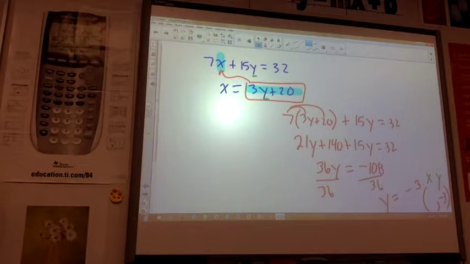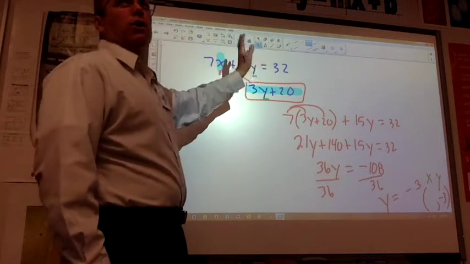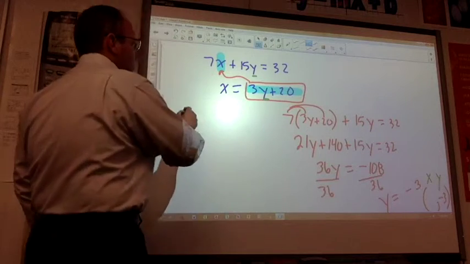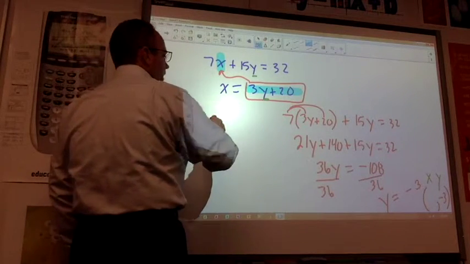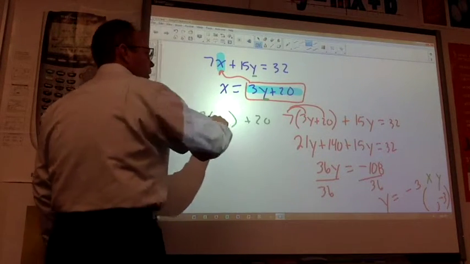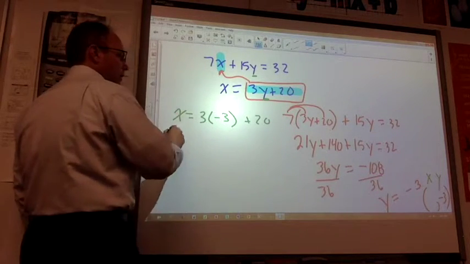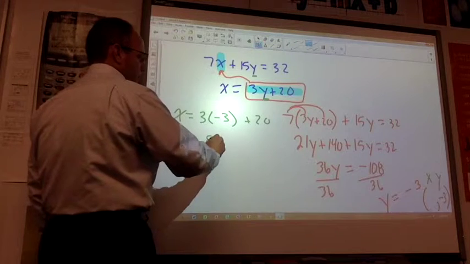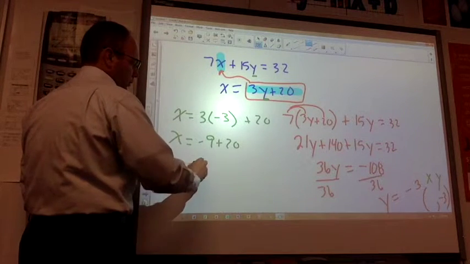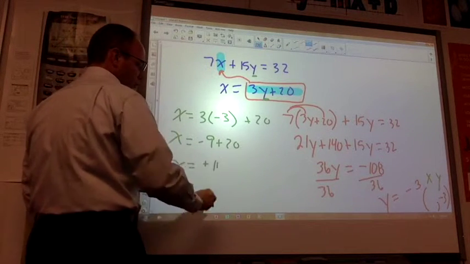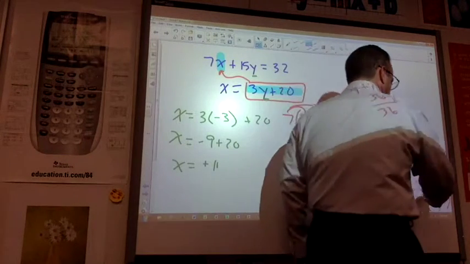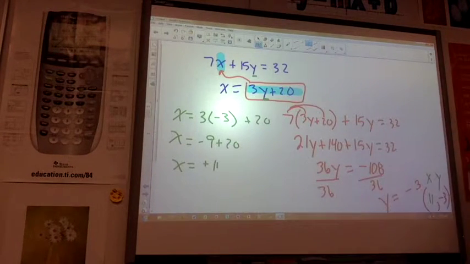So this one's already set up as x equals. If you plugged it in here and solved it, it'd be the same answer. So I'm going to get x is equal to 3 plus 20. There was a y here, but I know that y is now equal to negative 3, so I plug that in. So x is equal to positive 11. So 11 comma negative 3 is our solution. Is that okay?